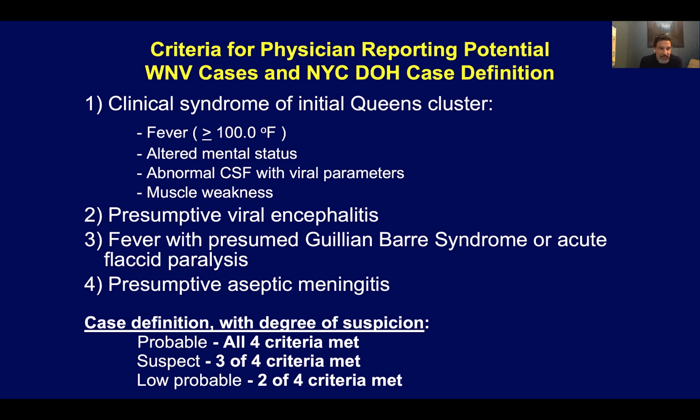And then we had a case definition that had a degree of suspicion. So if all 4 of the criteria were met, they would be considered probable cases, or suspect if 3 of the 4 criteria were met, and low probable if 2 of the 4 criteria were met. This also helped us triage what were limited resources available for testing in the early phases of the outbreak.